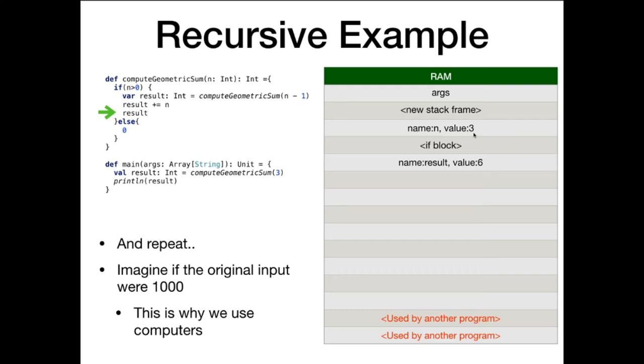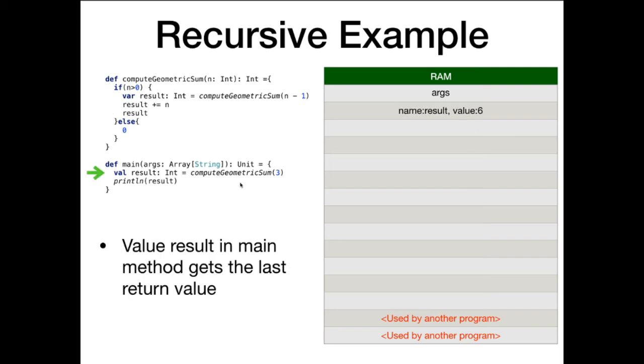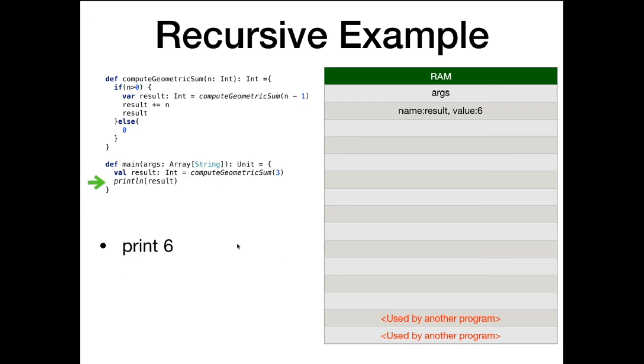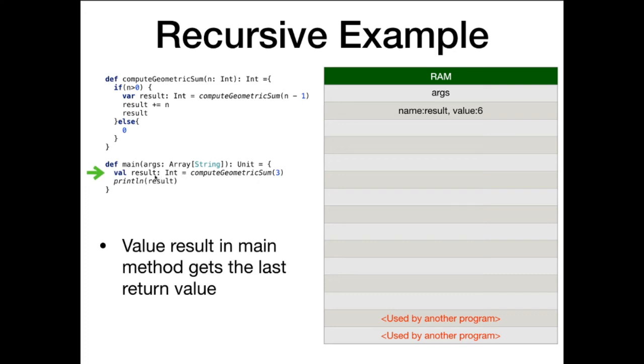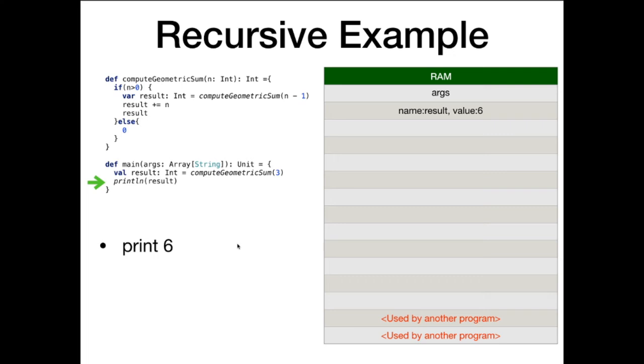Result equals 3. The value for n is 3 in this stack frame, so we have 3 plus 3. We get 6. Return 6. Now we're finally back in the main method, which was paused on this. It was waiting for this to resolve. This resolved to 6, so resume execution right here. Assign 6, create a new variable, and assign result the value 6. And finally print 6 to the screen.